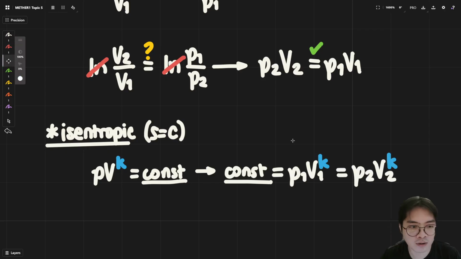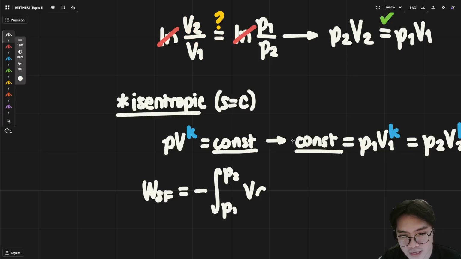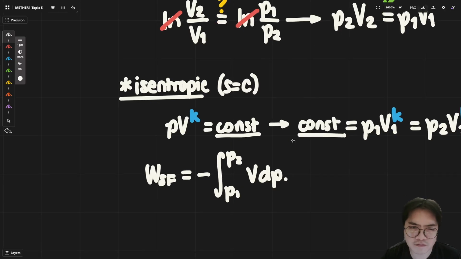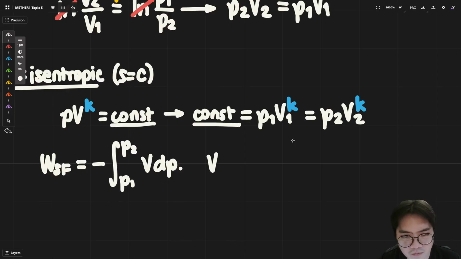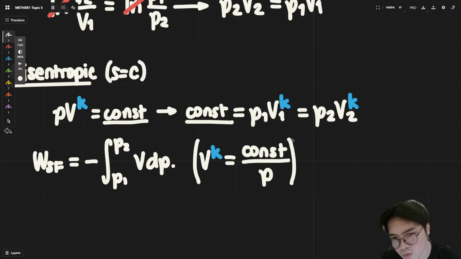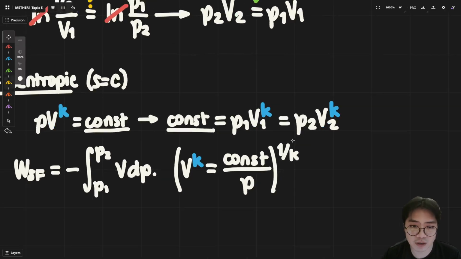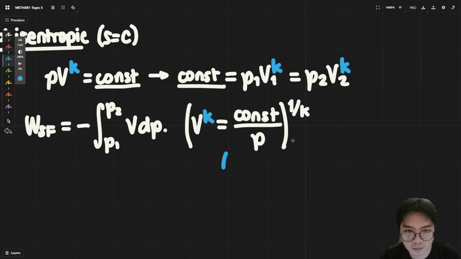All right, now let's write down our work steady flow equation again. Negative integral from P1 to P2 of V dP. Now, we're going to have to find our V. But the thing about the V is that, say, for example, if I divide P on both sides, you will have V raised to K is equal to constant over P. We're not done yet because this is still raised to K. So we will need to raise both sides to 1 over K. Why is that? Because of the law of exponents, right?